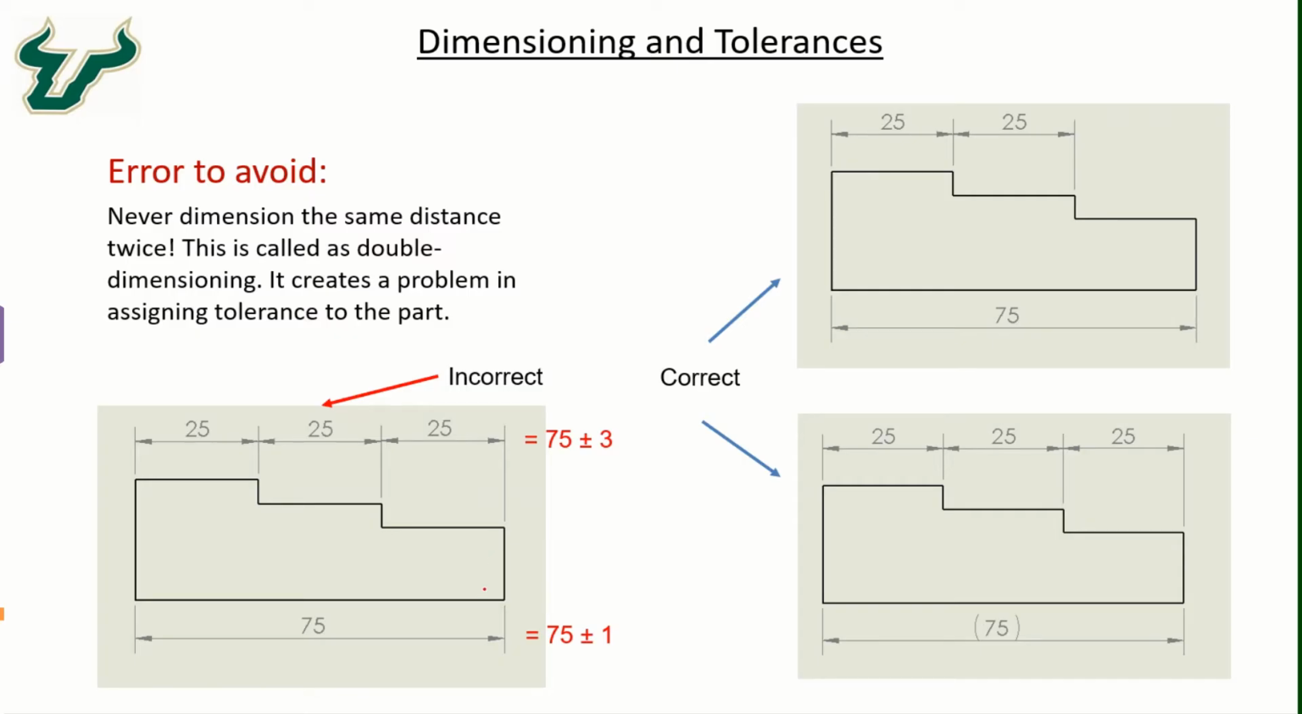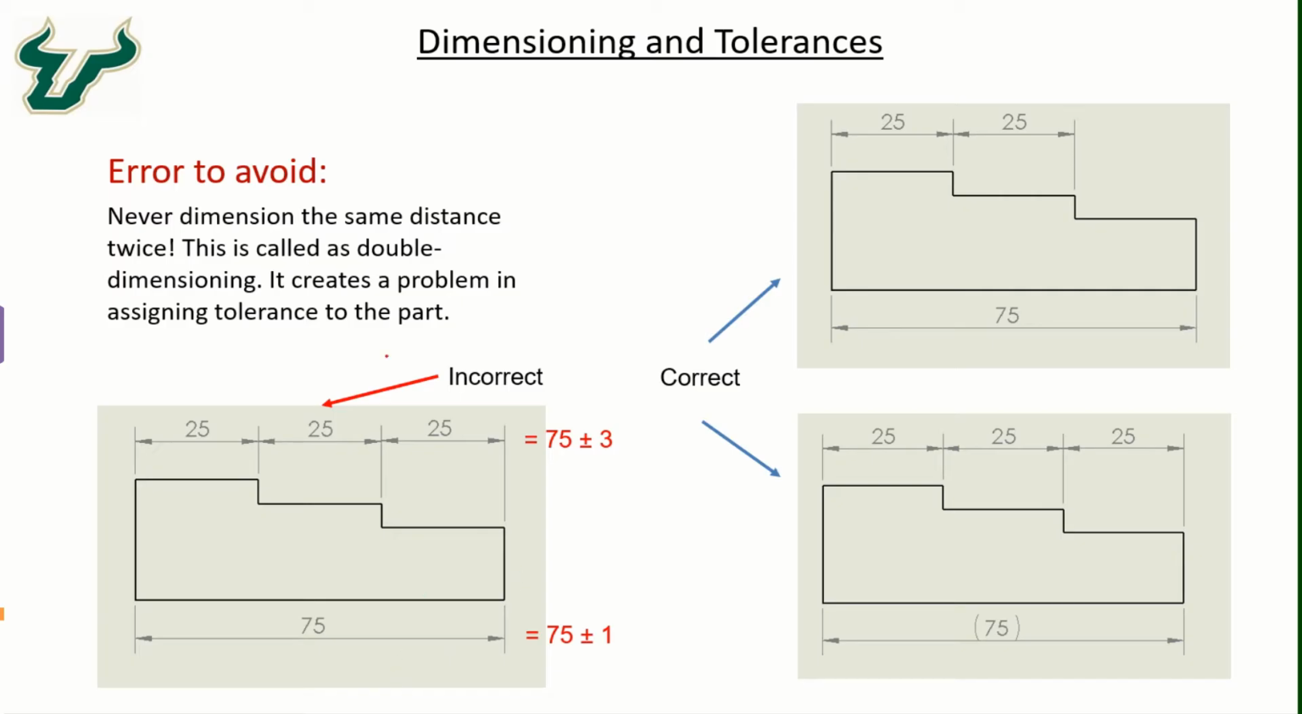Now, a typical error to avoid when we assign tolerances on the dimensions is that we should never dimension the same distance twice. That is called double dimensioning, and it creates problems when we assign the tolerances to the part. So for example, if you look at this lower left hand side figure, the dimensions are assigned as 25, 25, 25, like chain dimensions. And if we also assign the overall dimension of 75, then that creates the problem of double dimensioning.